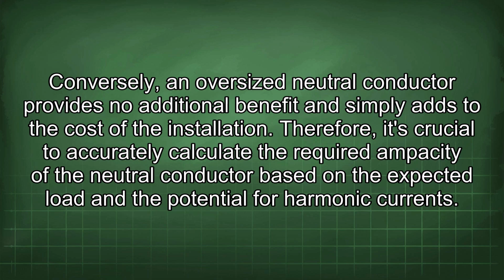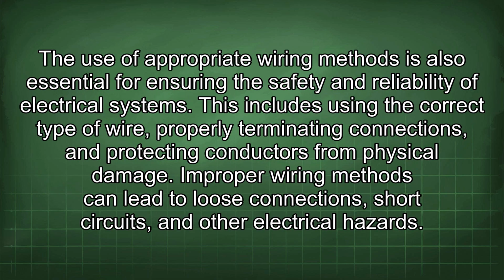Therefore, it's crucial to accurately calculate the required ampacity of the neutral conductor based on the expected load and the potential for harmonic currents. The use of appropriate wiring methods is also essential for ensuring the safety and reliability of electrical systems. This includes using the correct type of wire, properly terminating connections, and protecting conductors from physical damage. Improper wiring methods can lead to loose connections, short circuits, and other electrical hazards.